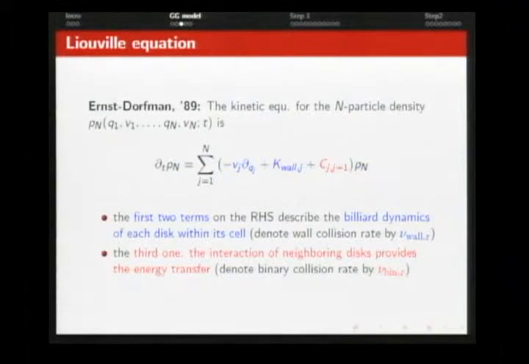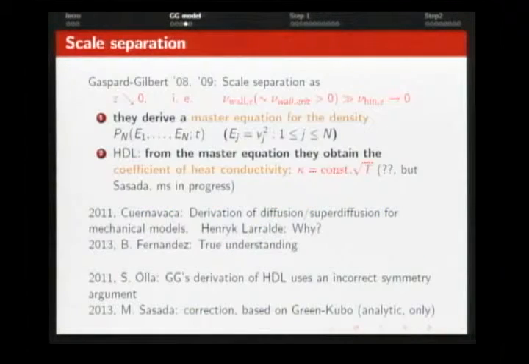And then the time derivative is the sum of this expression. So this is the free motion. This is the interaction with the wall of the J's particle, free motion of the J's particle, and this is the binary interaction. Now, this red part, the binary interaction, this leads to the energy transferred. And I also denote the binary collision rate by nu binary epsilon.